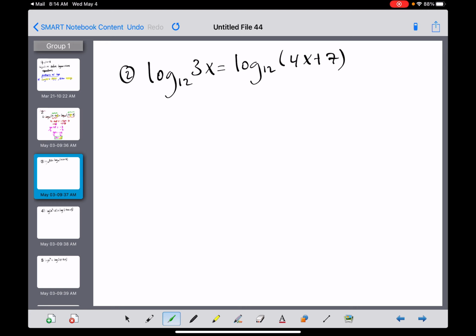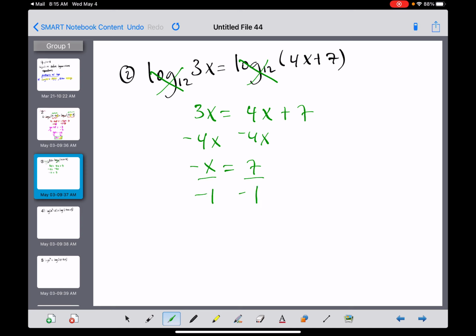We have a log equal to a log. Then pretty much we just ignore these right here. Bring down the 3x equals 4x plus 7. Subtract 4x from both sides. We have negative x equal to 7. Divide both sides by negative 1. X equal to negative 7. Okay, now let's check the answers.